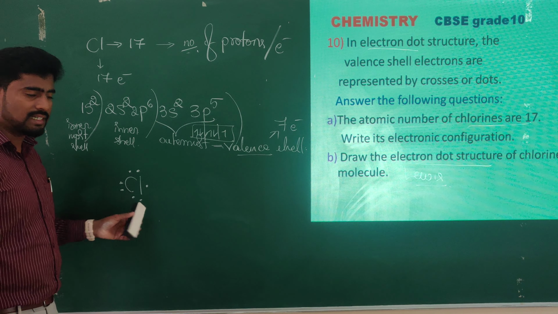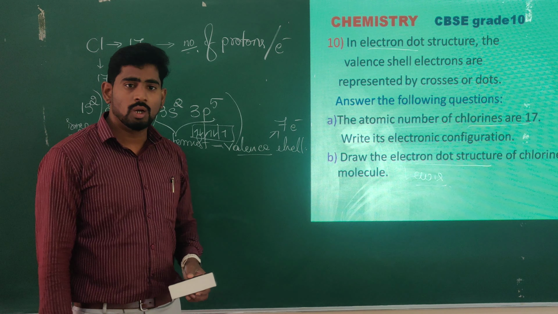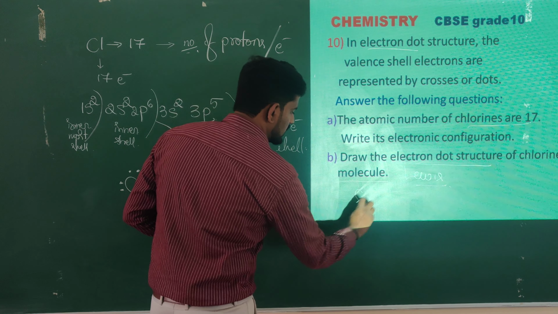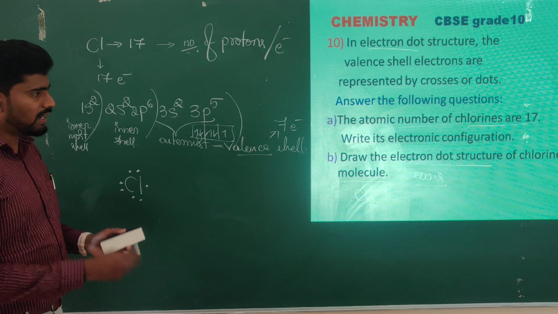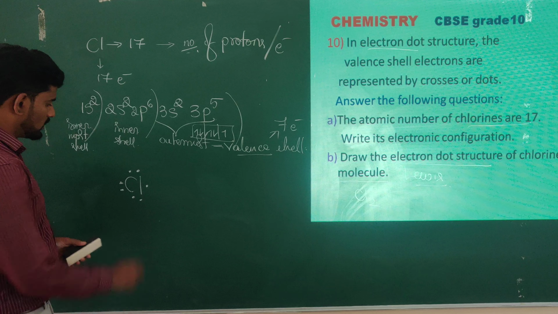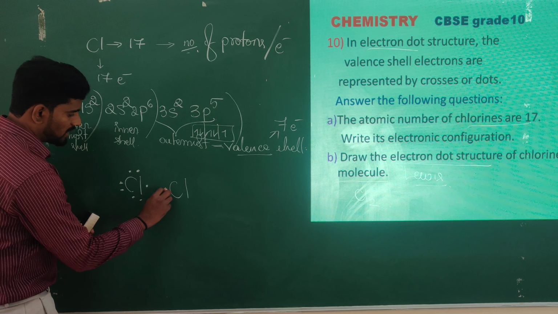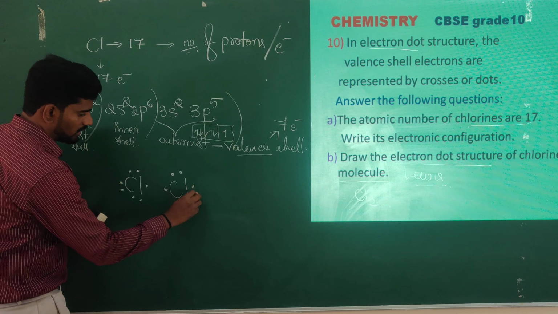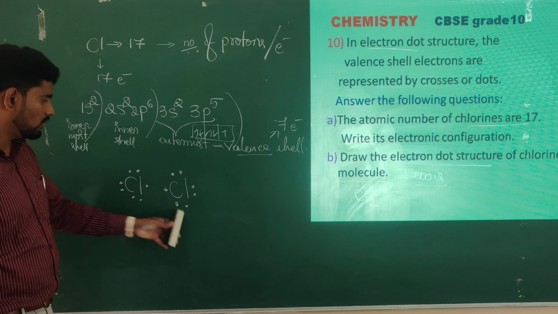This is a chlorine atom. But here the question is, draw the electron dot structures of chlorine molecule. That is Cl2, right? So this is a chlorine atom. So now we have to make the molecule. So chlorine has 7 electrons. One more chlorine, so here also 7 electrons in its valence shell. So it is a Lewis dot structure of chlorine.